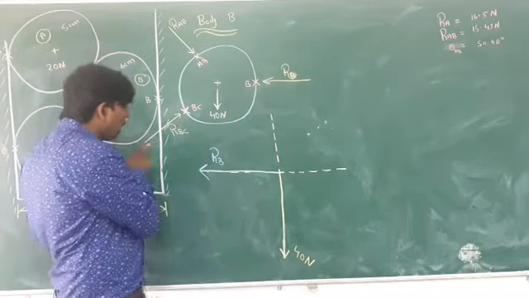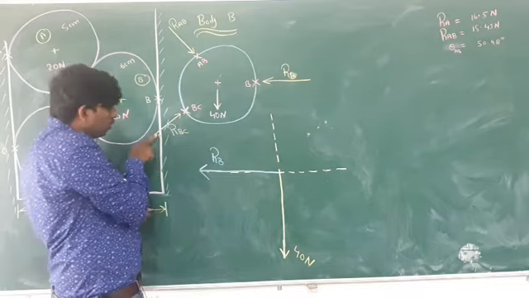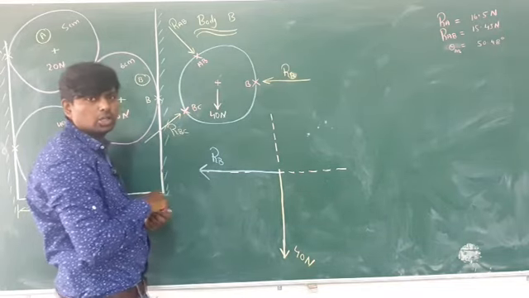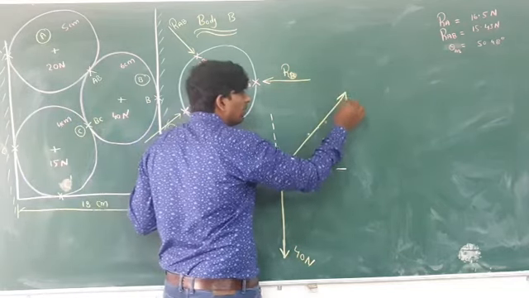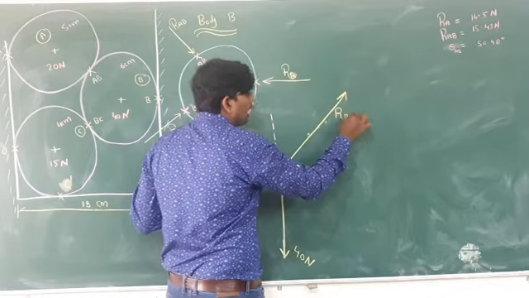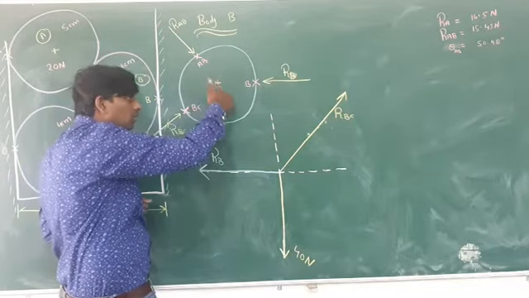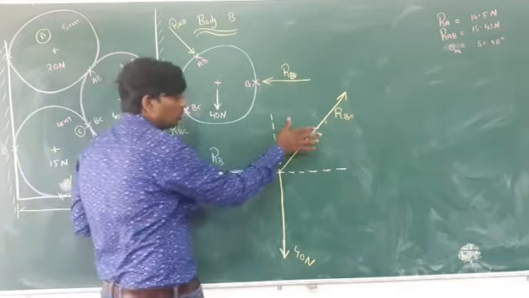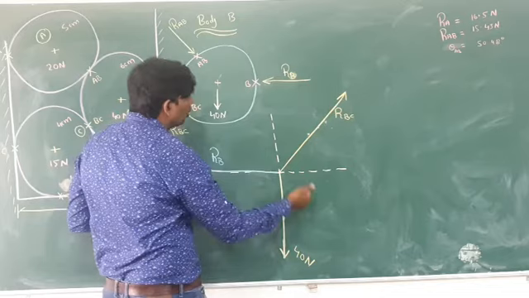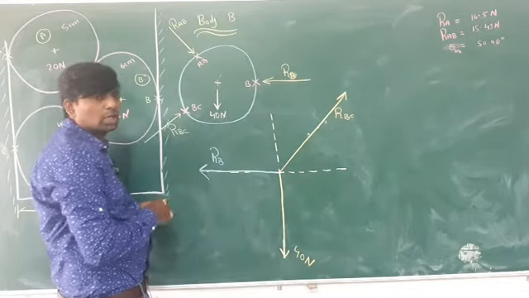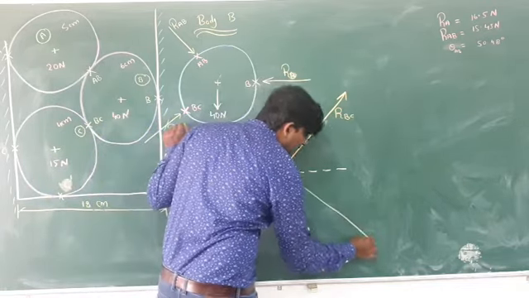After that, RBC. RBC is going in which quadrant? First quadrant, as you can see from its direction. So you take RBC here. Now RAB is going in which quadrant? Fourth quadrant. This is quadrant 1, quadrant 2, quadrant 3, quadrant 4. So here you have to write RAB.